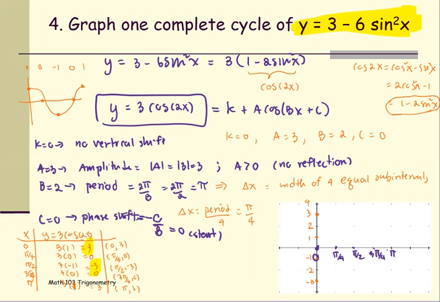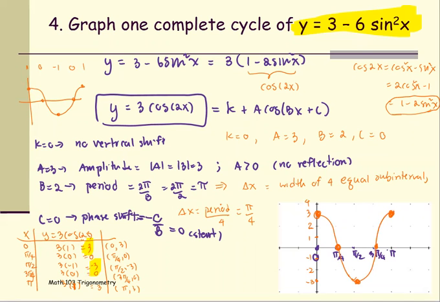Starting at (0, 3), and then at pi over 4, the height is 0, down to the minimum, back to 0, and then the last point is back up to the maximum, which is positive 3, and connect all the points with a smooth curve.